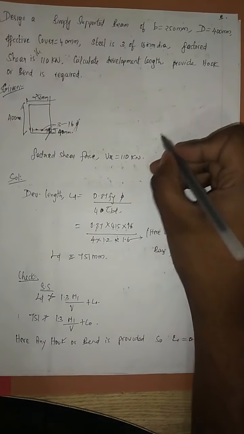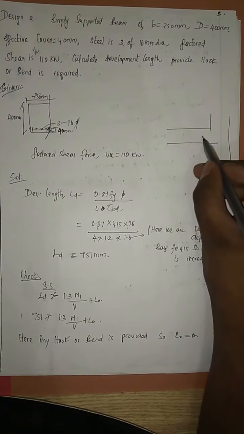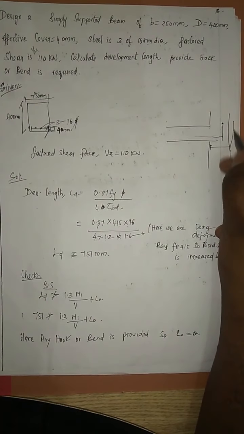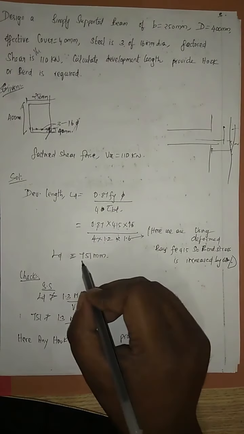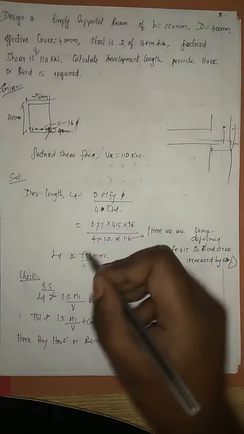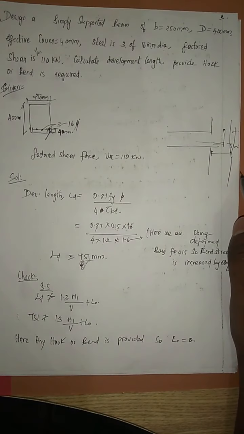So draw a diagram. So this is the beam, this is the column, and your development length is how much? This length that you are going to provide is 751 mm. You will divide it by 2, from here to this half. This is not needed for your problem and simply for your general knowledge I am telling.